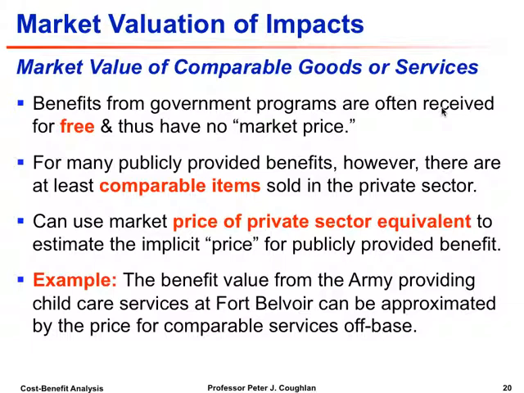So you can use the price of the private sector equivalent to estimate the implicit price of the publicly provided benefit. For example, the benefit from the Army providing child care services at Fort Belvoir can be approximated by the price for comparable services off base, right? Maybe people don't pay for those child care services, but they might pay for something comparable. The idea is, what's the private sector equivalent?